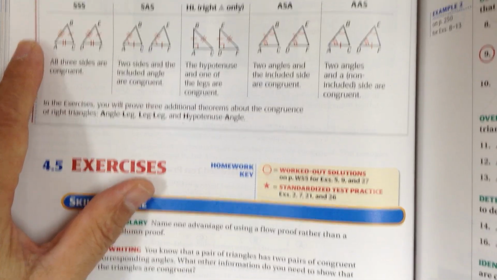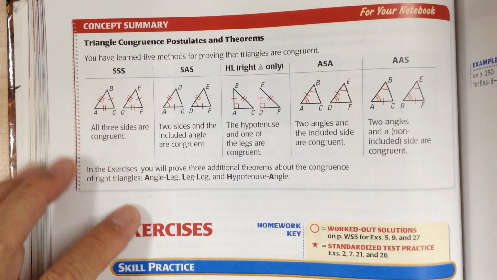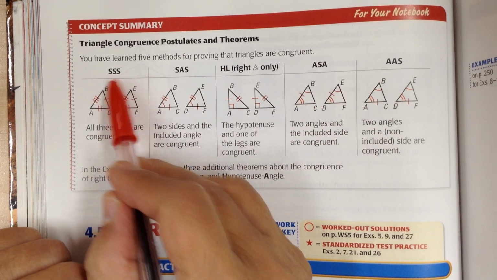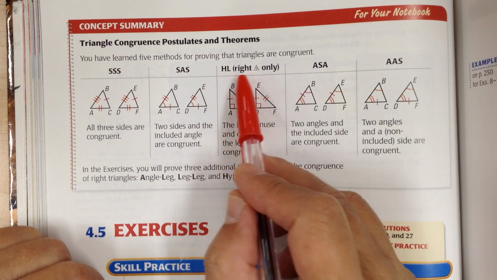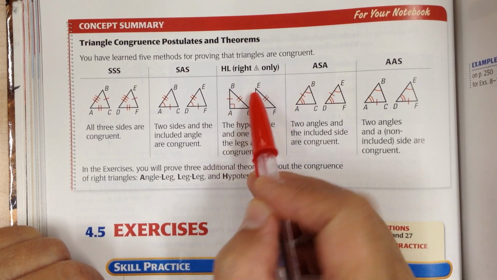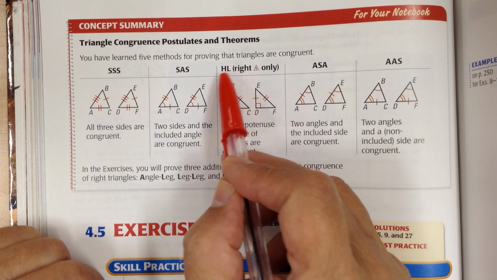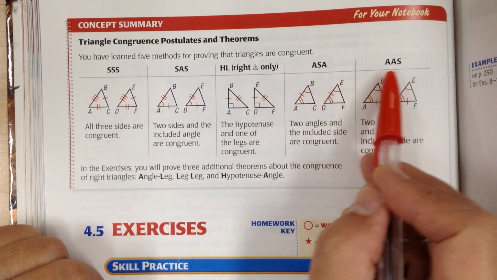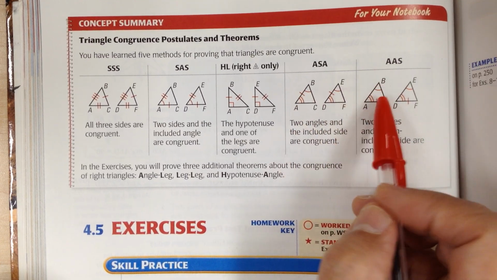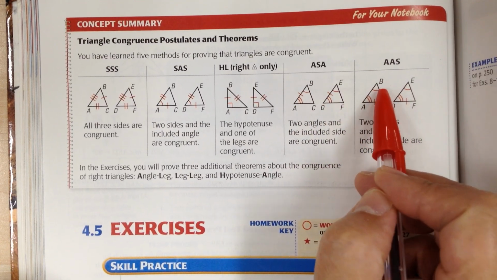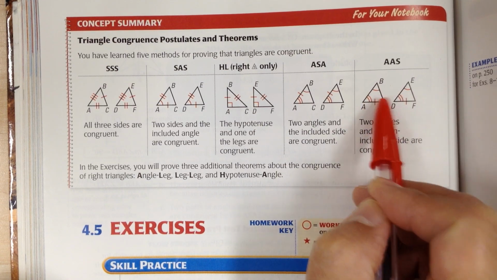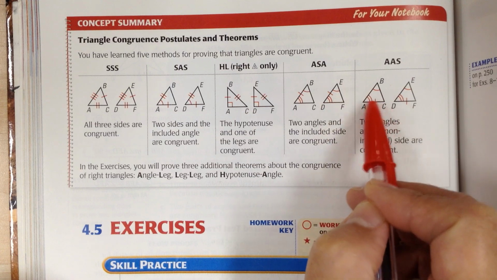Okay, so here's a concept summary. Here are all the theorems. SSS, SAS, and HL, for right angles only. Notice that because the right angle is already congruent, all you need is 2 more, so that's why you have 2 letters. You have ASA and AAS. These 2 are very similar because if you have these, you can actually prove that the third angles are also congruent, and that becomes the ASA.